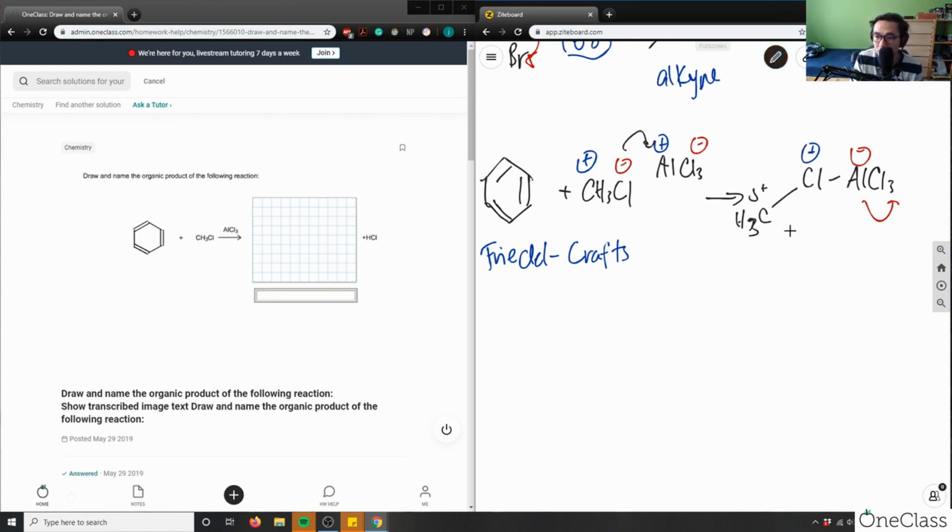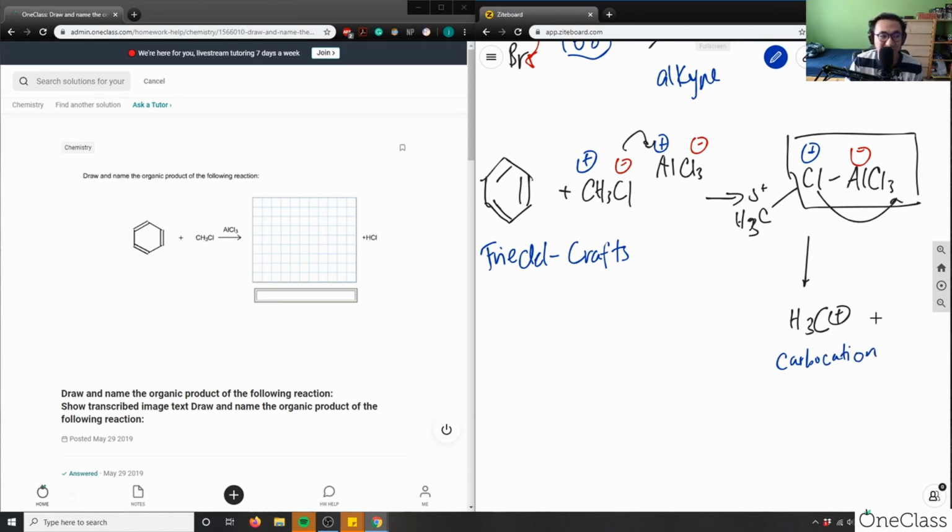This entire thing, which you can think of as AlCl4, is going to get kicked out. That's what makes it a good leaving group, which means I get H3C plus here. And this is very, very unstable, because it's a carbocation. It wants something very negative to satisfy this positive charge.